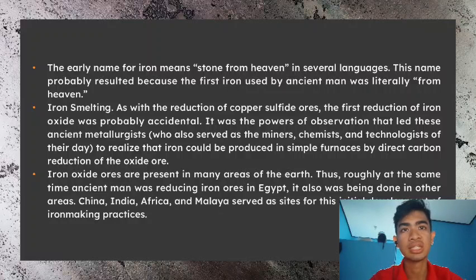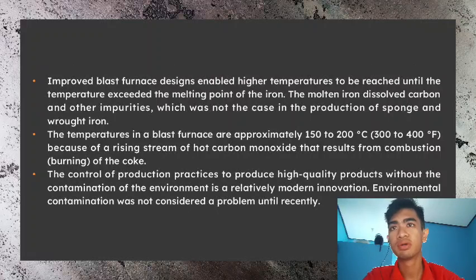This furnace could easily have been developed after the first accidental reduction of iron oxide. Improved blast furnace design enabled higher temperatures to be reached until the temperature exceeded the melting point of the iron. The molten iron dissolved carbon and other impurities, which was not the case in the production of sponge and wrought iron. This product from the furnace that melted the iron was called pig iron.